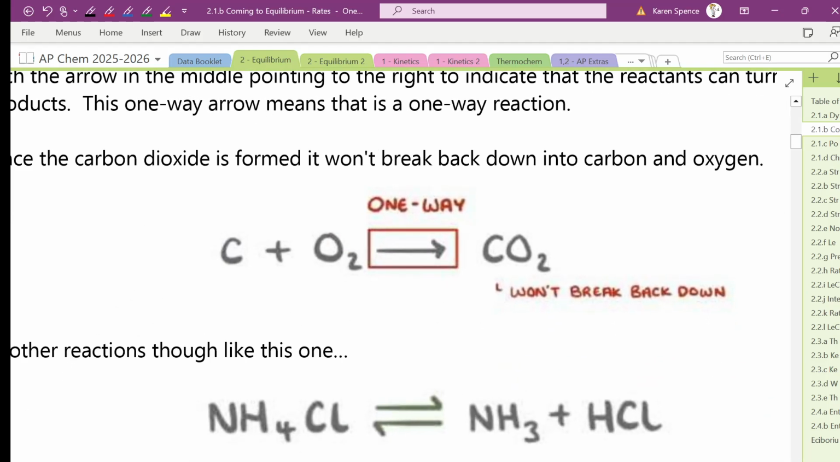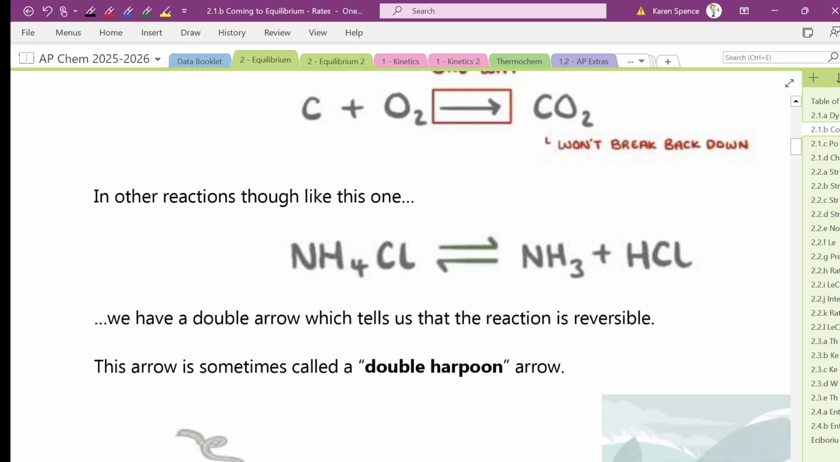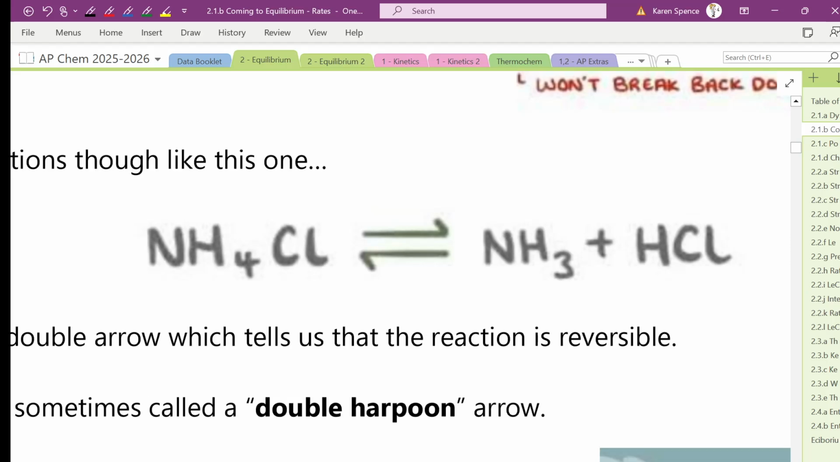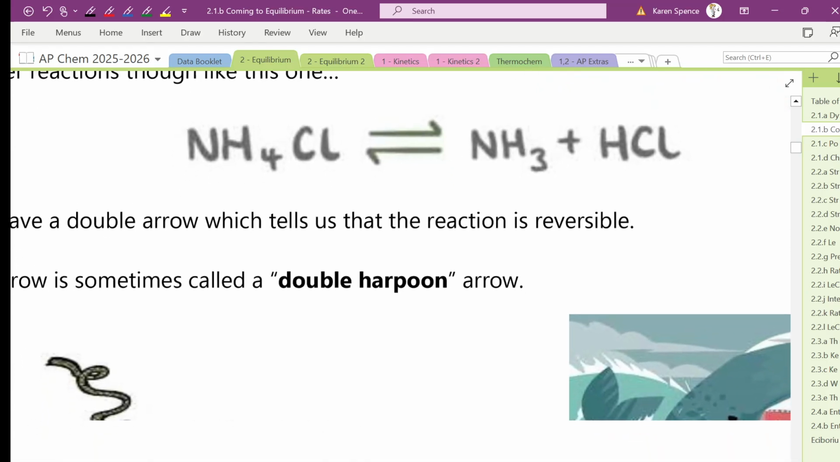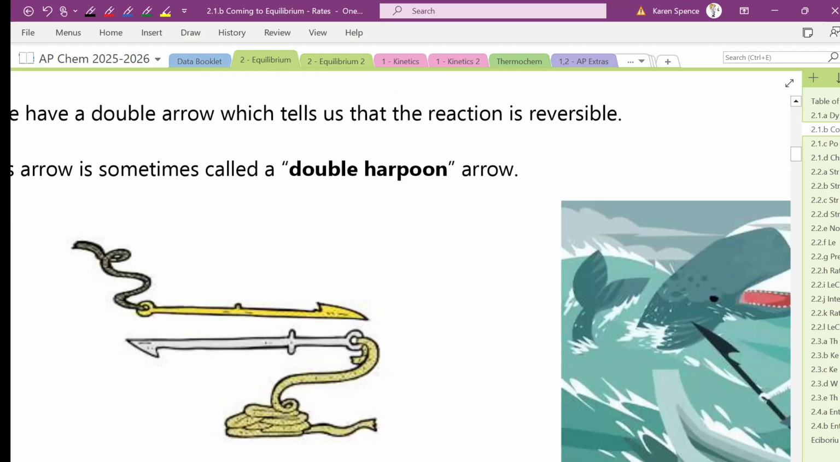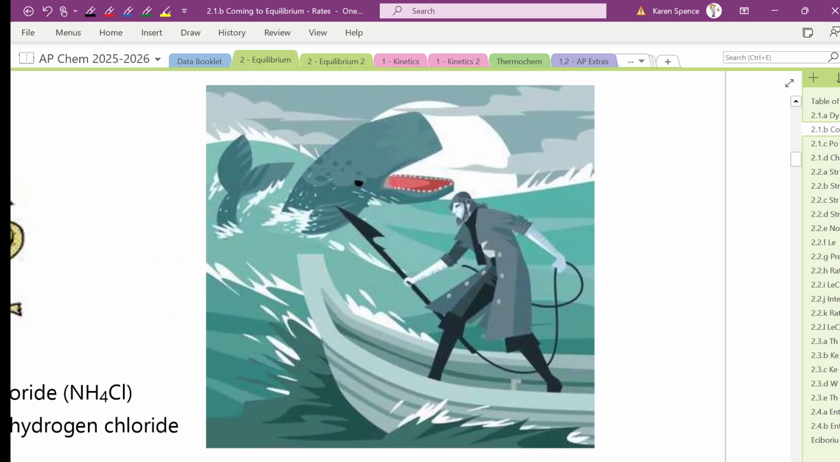So most reactions are actually one way, but there are lots of others that are like this one, where they go both forward and reverse. And when we have that forward and reverse, we use the double harpoon arrow. And if you're wondering what a harpoon is, it's one of those things that they used to use to stab whales back in the whaling days. Kind of nasty, but you know, there we are. History is often quite nasty.